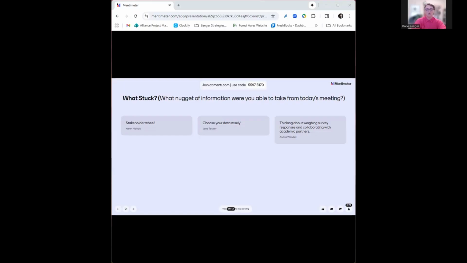Awesome. So this is great. Choosing your data wisely. You mentioned the stakeholder wheel, thinking about weighting survey responses, and collaborating with academic partners. Good. I'm glad to hear that. Awesome. So just a few nuggets. Hopefully other folks will be able to add those in.